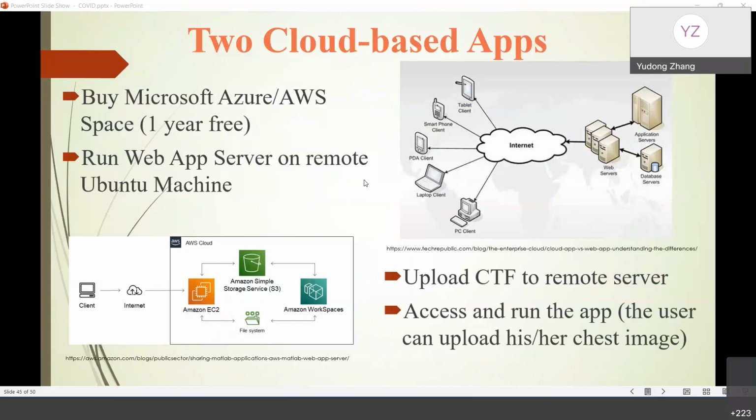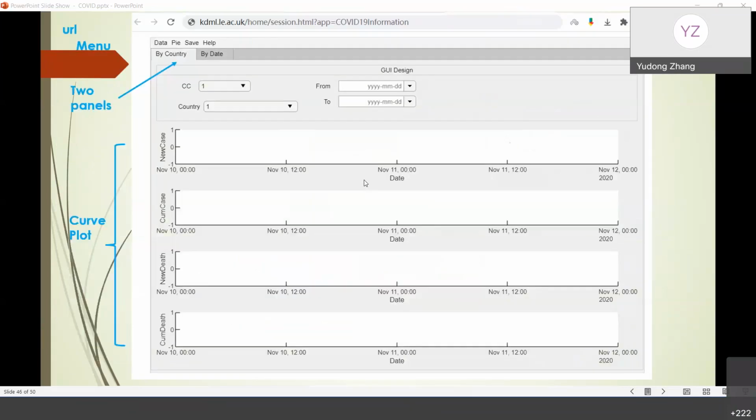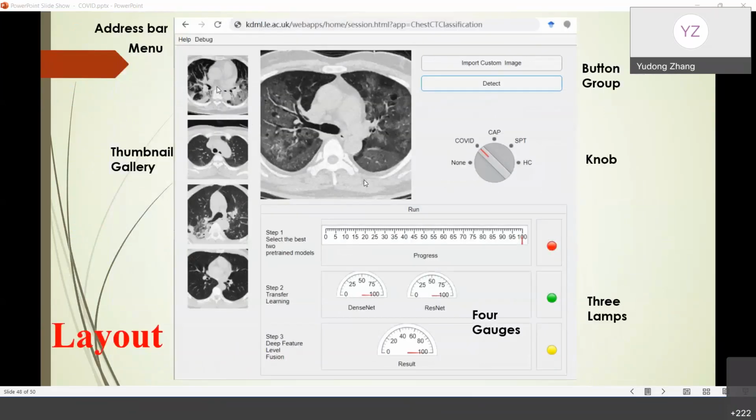Okay, so due to the time limit, finally, I just want to share with you how we make our app remotely accessible. Even if you are currently in India or some other countries, you just type the URL of our remote server, and then you can upload your CT images, and the remote server can make the diagnosis. So here, please pay attention that we have the address bar.